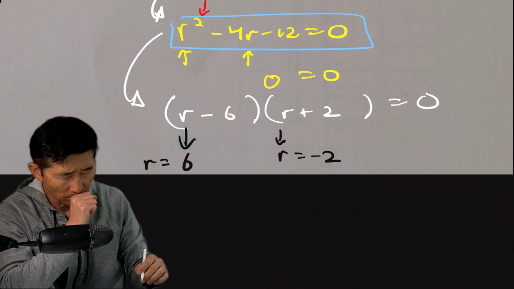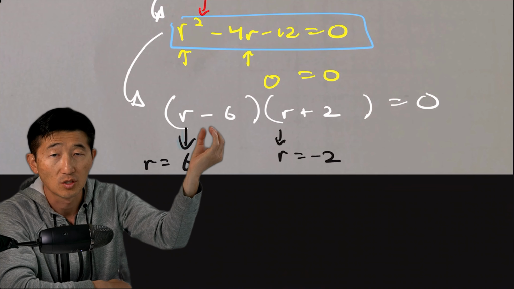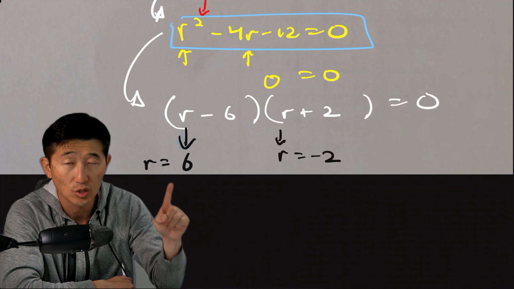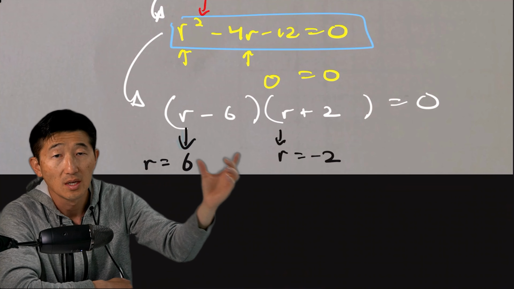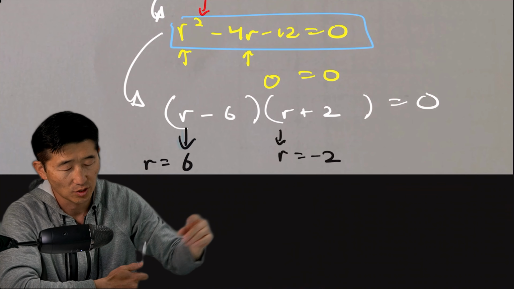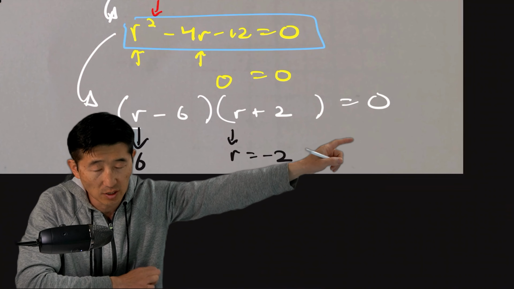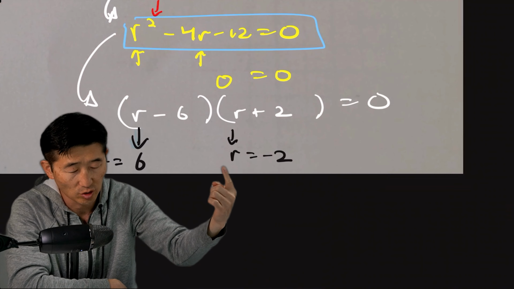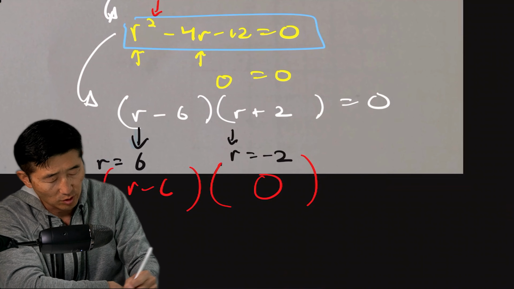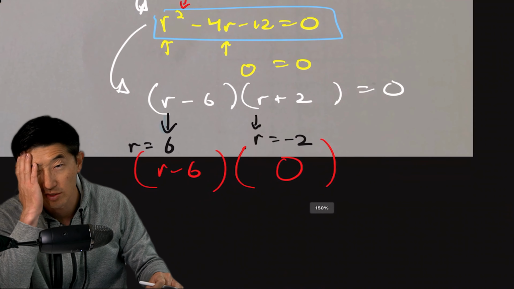Because think about it. If you plug in 6 into R, 6 minus 6 will become what? 0. 0 times anything will equal what? 0. So R equals 6 is a solution to this problem right here. The second parenthesis, for the second parenthesis to become 0, because again, we want the answer to become 0, right? Or the solution to this. So to turn this whole situation into 0, we want this whole parenthesis on the right side to become what? To become 0. So 0 times R minus 6 will become what? 0.